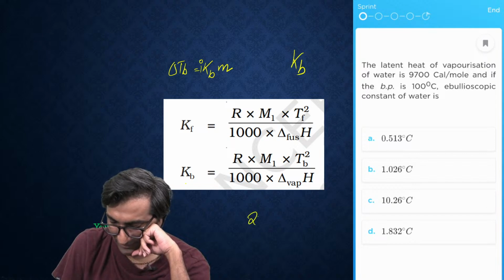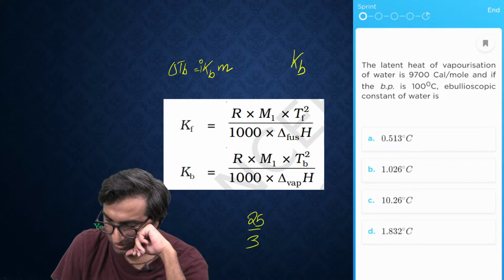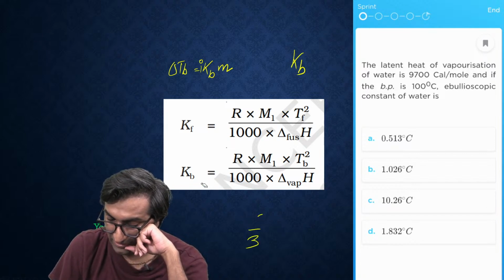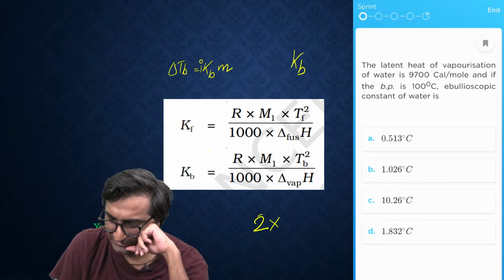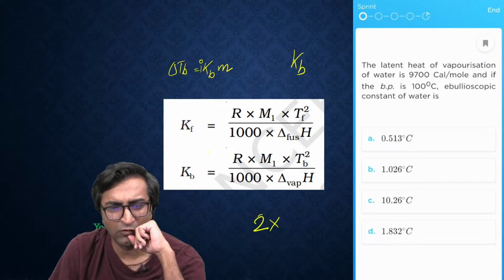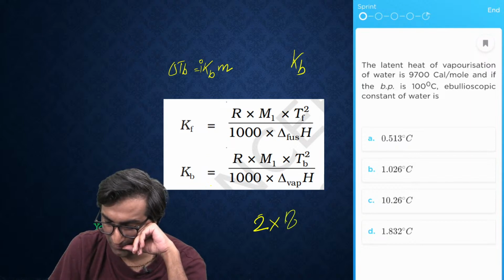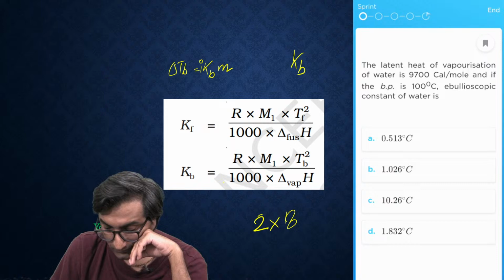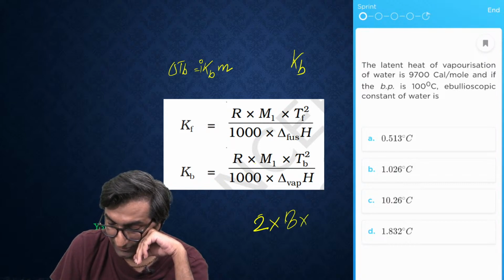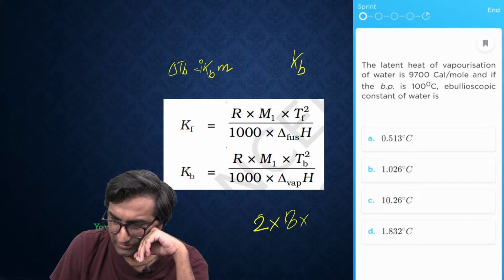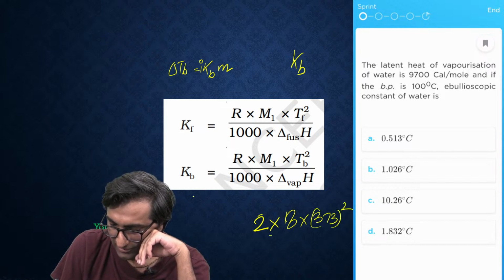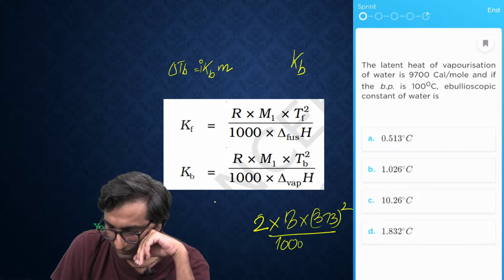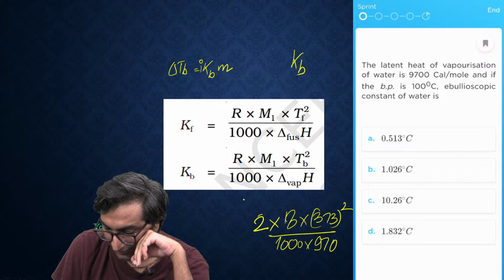R let's take as 25 by 3. I know it's 8.34. But are we taking calorie में ले रहे हैं? ठीक है, calorie ले रहे हो तो R is 2. Okay, great. R is 2. M1 क्या है? What is M1? Let's take it as 18 gram per mole. That's the molar mass of solvent. Into TB, delta TB square, 100 degrees Celsius. 100 मतलब 373 हो गया ना? 373 squared divided by 1000 into 9700.